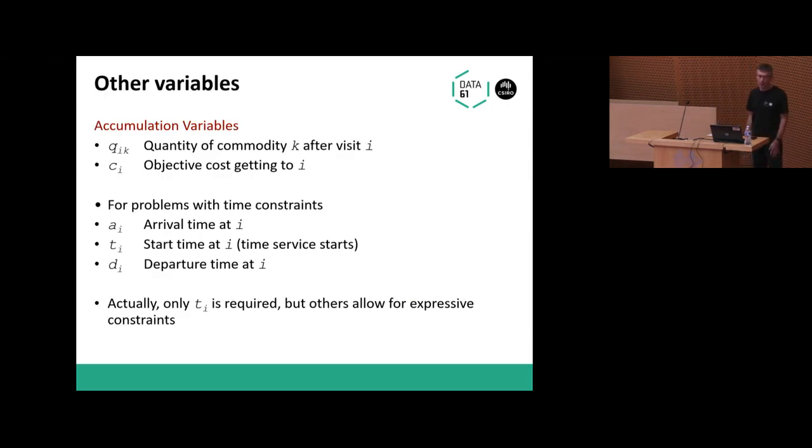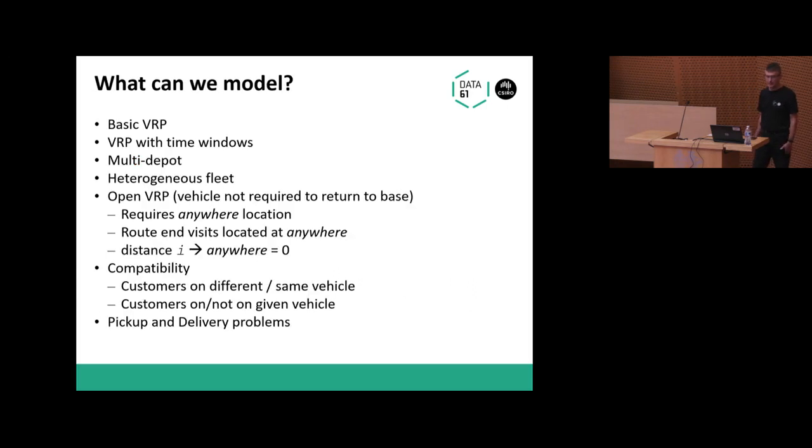Okay, and we're also going to have a couple of variables, an accumulation of the quantity and an accumulation of the cost in getting to a particular visit. And for time problems, we've got an arrival time, a start time, which, as I mentioned before, can be different if I have to wait, and a departure time. So with just those variables, there's a whole bunch of different VRPs that we can model: the basic VRP, time windows, multi-depot, heterogeneous fleet, open VRP, which is one where I don't have to return to the base. Compatibility constraints are ridiculously easy, and PDP problems.